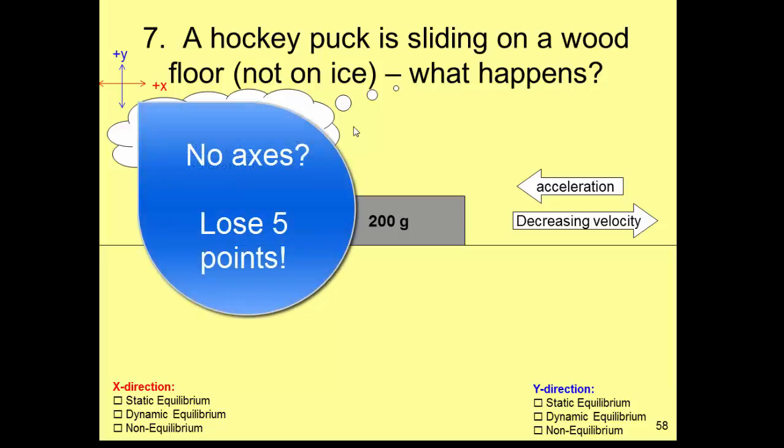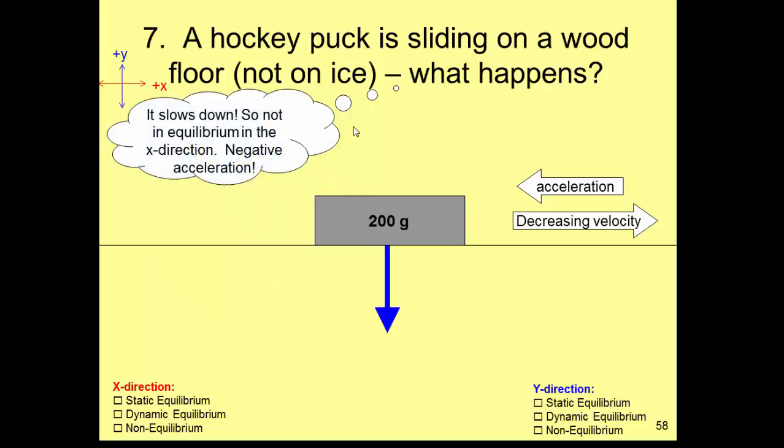So here are our axes, plus x, plus y. Don't forget to write these down. You'll lose 5 points if you don't have these. And once again, here's our gravity acting downward, 2 newtons. Upward, 2 newtons. We have our normal force, just as before. We can use Newton's first or third law to justify that.